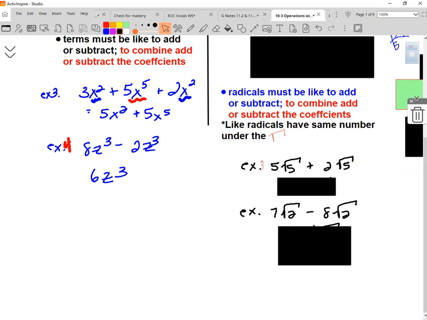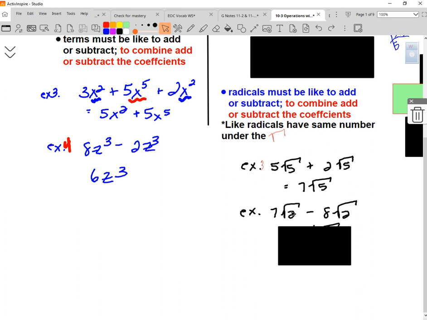We're looking under the square root symbol. Those are the same numbers, so to add them, we just add their coefficients. So 5 plus 2 is 7. When you're adding and subtracting square roots, the number under the radical is never going to change. It can only change if you multiply or divide it.